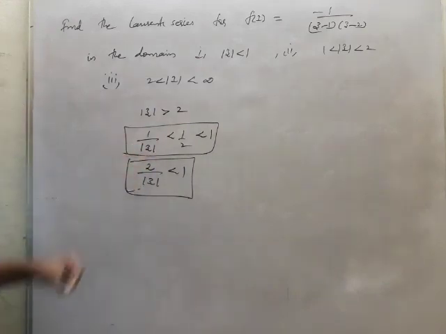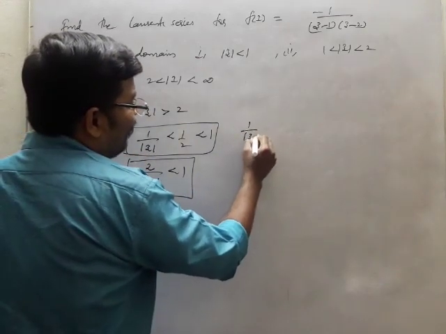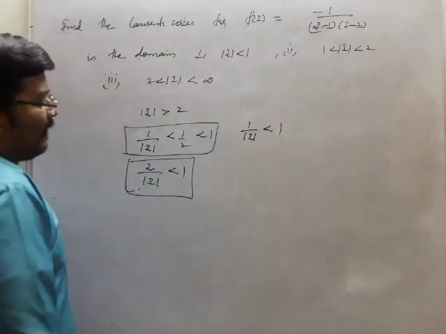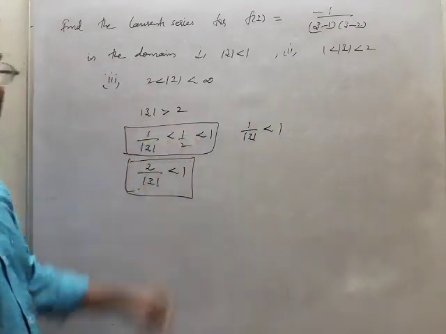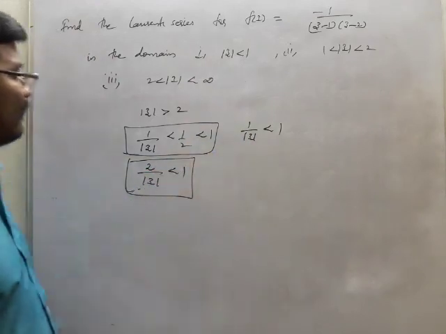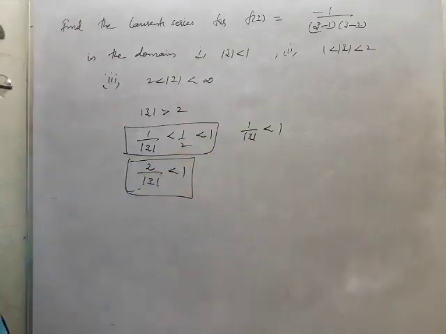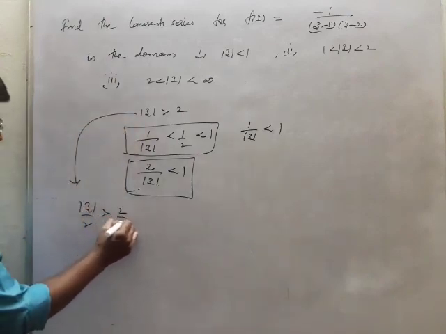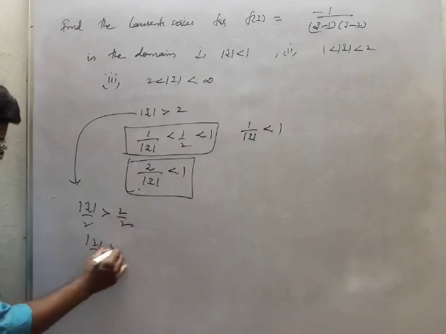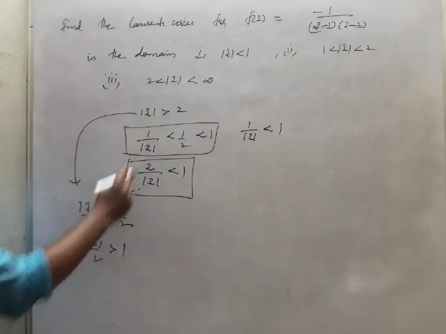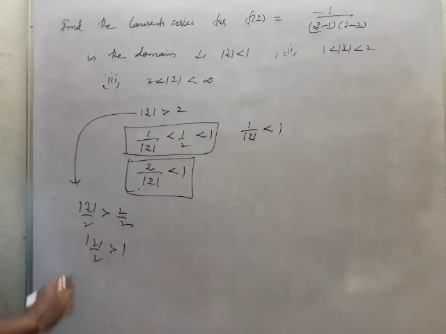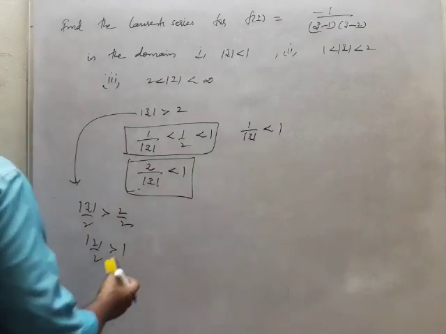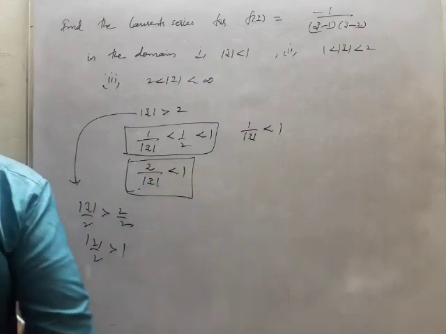That is 1 by mod z is less than 1, I got, because 1 by 2 is always less than 1. So 1 by z is less than 2. If you are unable to understand, you can change this in another manner also. Mod z by 2 is greater than 1. If I reverse this order, then you will get 2 by mod z less than 1. Okay, 2 by mod z is less than 1, the condition.